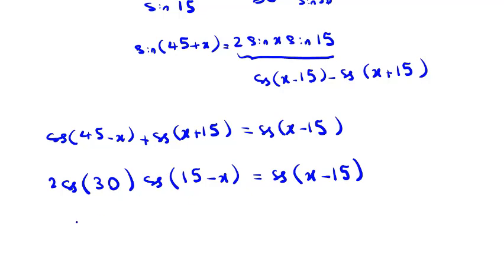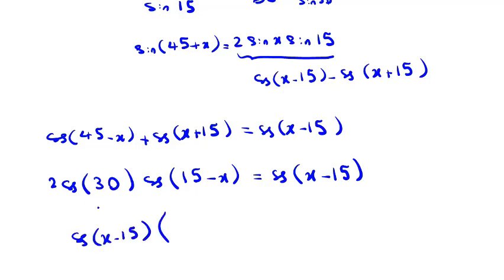Now you can factor out cos 15. We know they are equal, because you can negate 15 minus x. Or we can write both of them as x minus 15. So, x minus 15, it is equal to this.